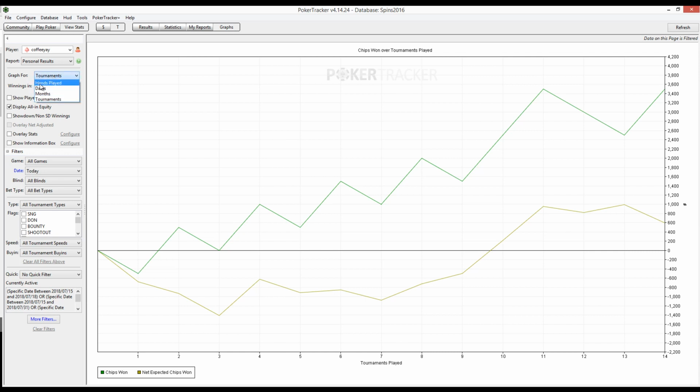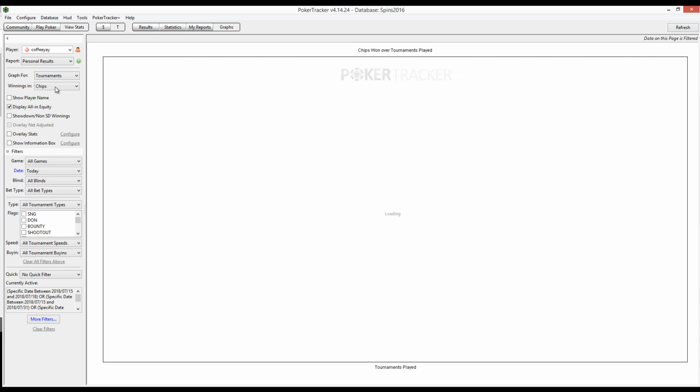There's no reason in spin and goes to really do hands played or any of the other features. You want tournaments, that way you can do chip EV. And you want to put your winnings in chips. You can put it in prizes, right? But again, this graph gives you basically zero information, almost always.